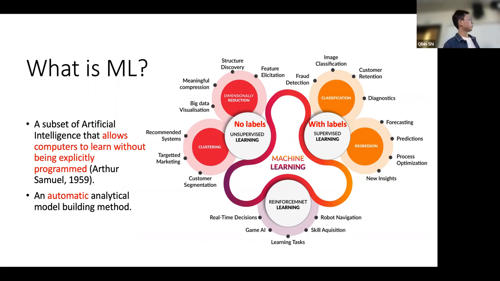The figure on the right shows a very well-known categorization of three main types of machine learning algorithms. Two of them are supervised and unsupervised learning. Supervised learning is the training of the machine with labeled data. For example, we have labeled P and S waves. Then we can train a machine learning model to predict P and S waves with labels.